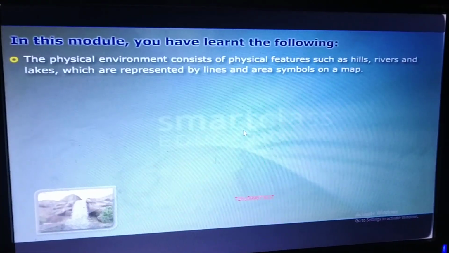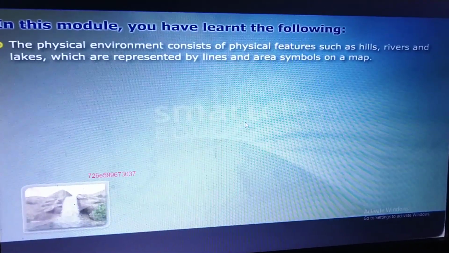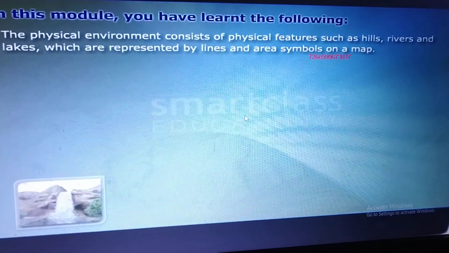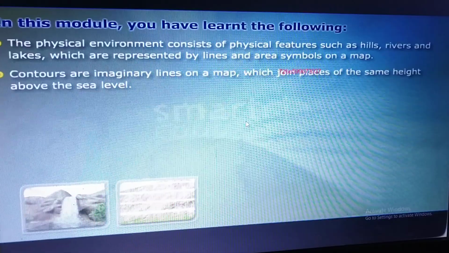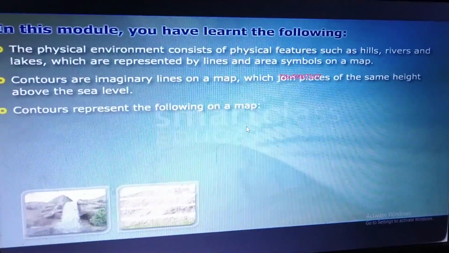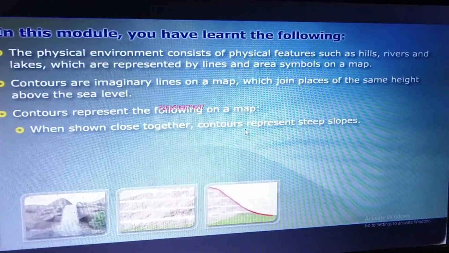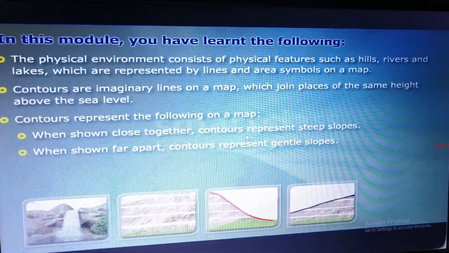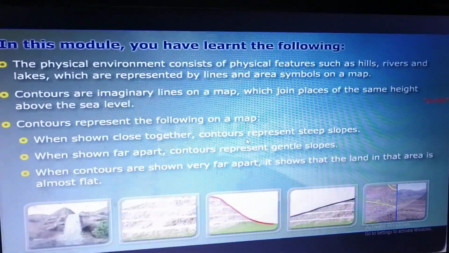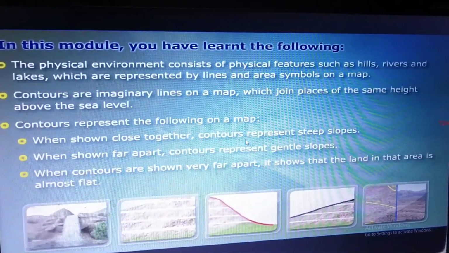In this module, you have learned the following. Physical environment consists of physical features such as hills, rivers, and lakes, which are represented by lines and area symbols on a map. Contours are imaginary lines on a map which join places at the same height above the sea level. Contours represent the following on a map. When shown close together, contours represent steep slopes. When shown far apart, contours represent gentle slopes. When contours are shown very far apart, it shows that the land in that area is almost flat.